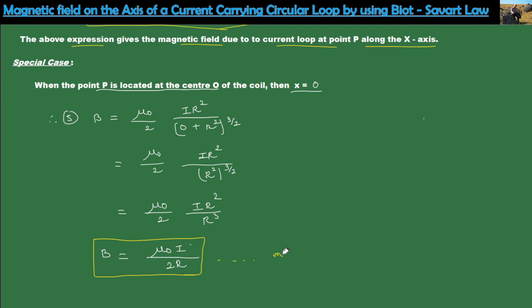This is the expression for the magnetic field of the current carrying circular coil at the center of the coil. If the coil has only one turn, it is given by this expression. But if the coil has n turns, you multiply by n, then you will have mu naught n I divided by twice r, where r is the radius of that coil.